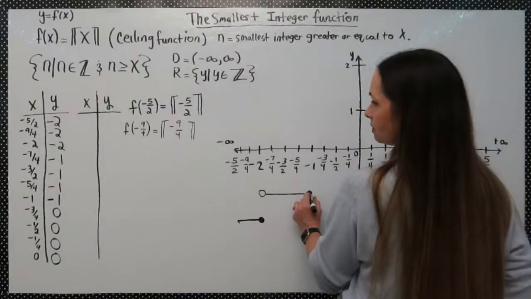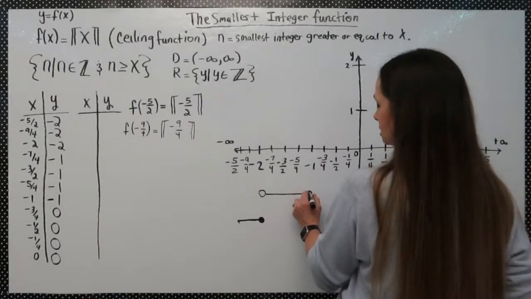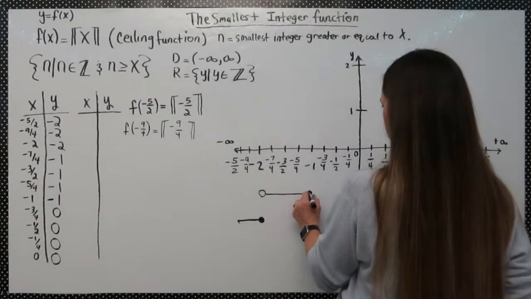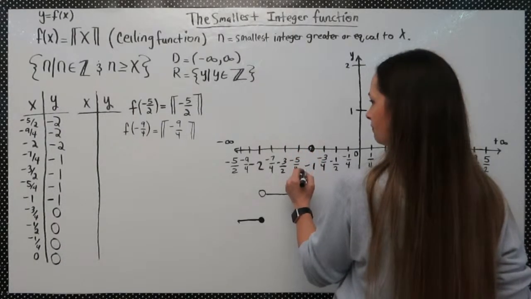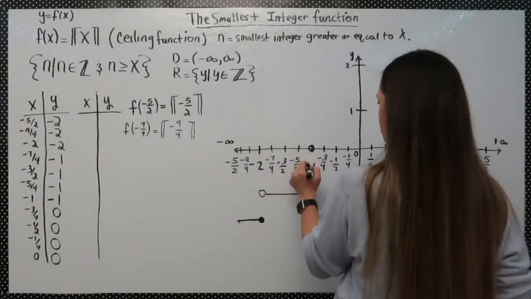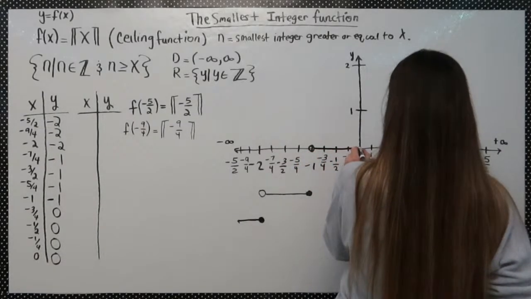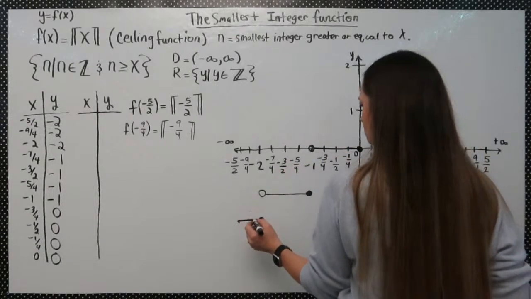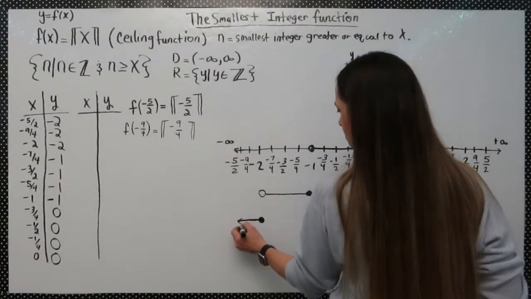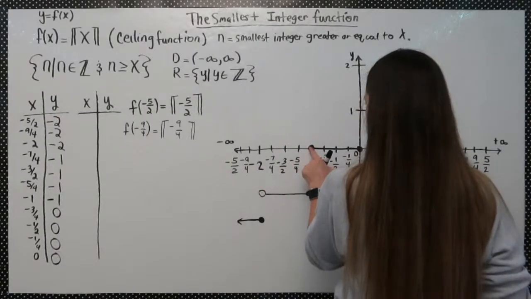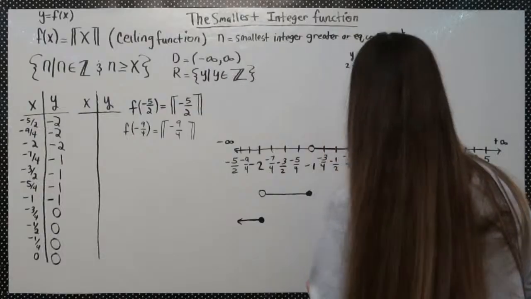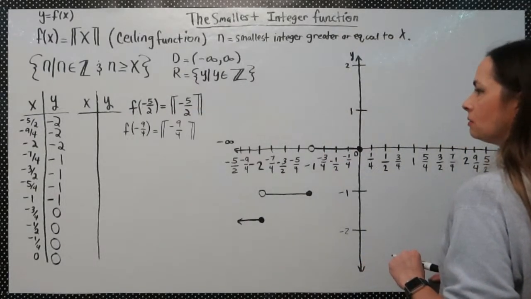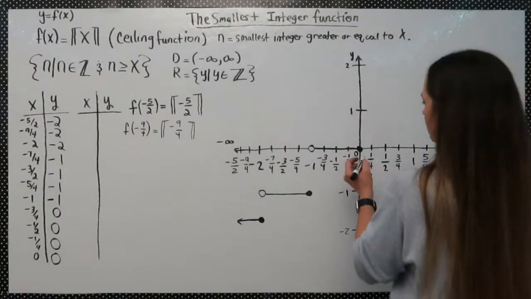And for -1, we're jumping up to 0. So we have an open circle all the way to 0, and then we've got a closed circle. Okay, good. And then we don't have more points on there. So we've got all these points.